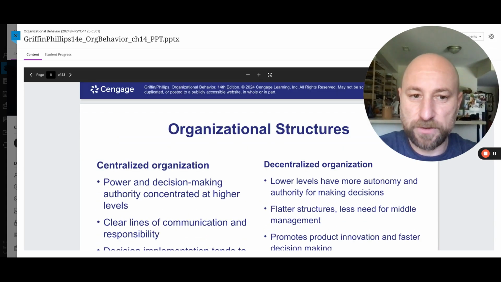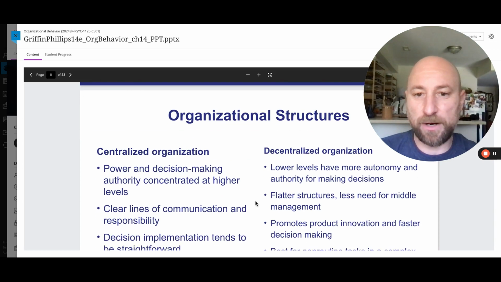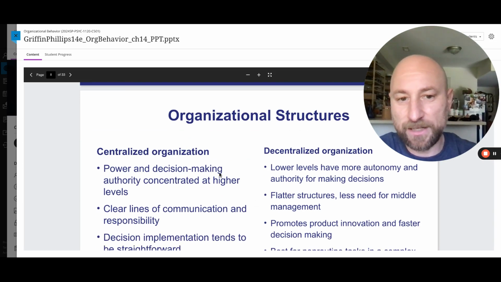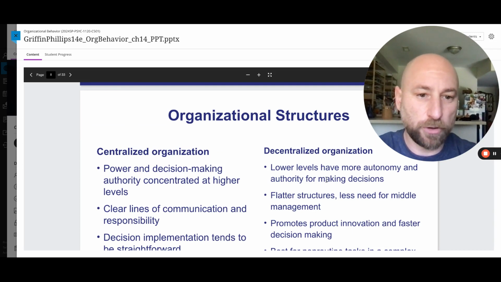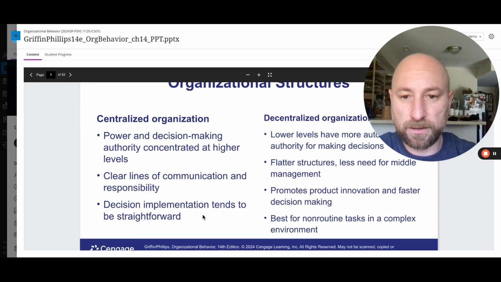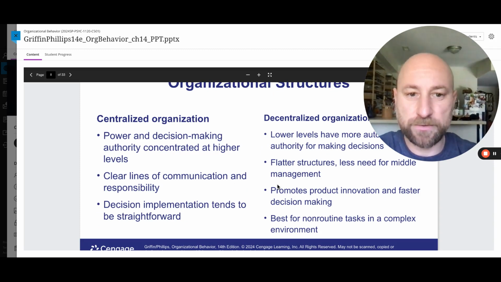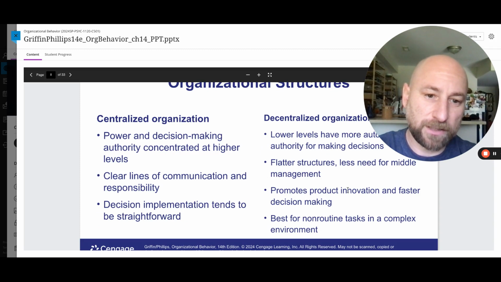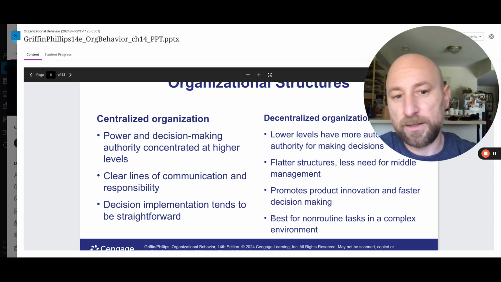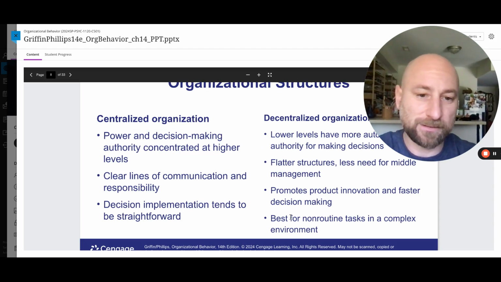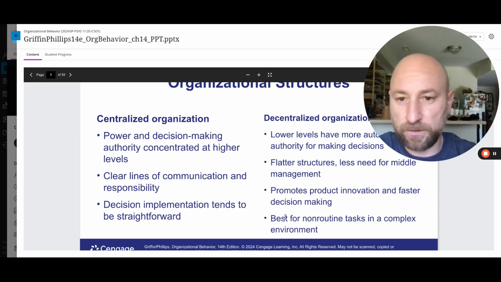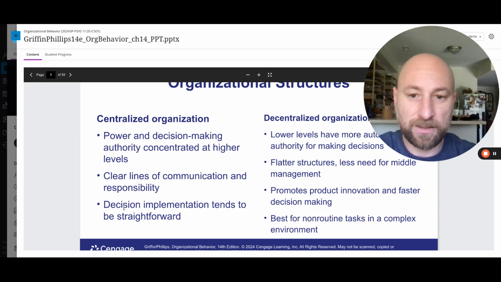Okay, so centralized versus decentralized. Centralized: power and decision-making authority concentrated at higher levels, clear lines of communication and responsibility. Decentralized: lower levels have more autonomy and authority, flatter structures, less need for middle management, promotes product innovation, faster decision-making, best for non-routine tasks in a complex environment. Centralized decision implementation tends to be straightforward.